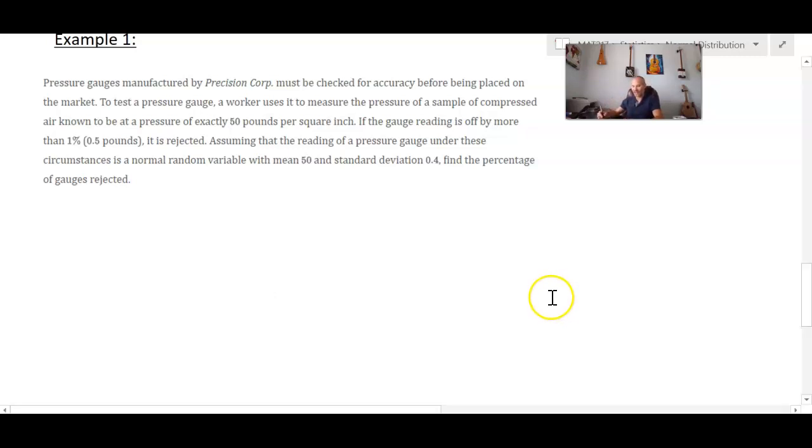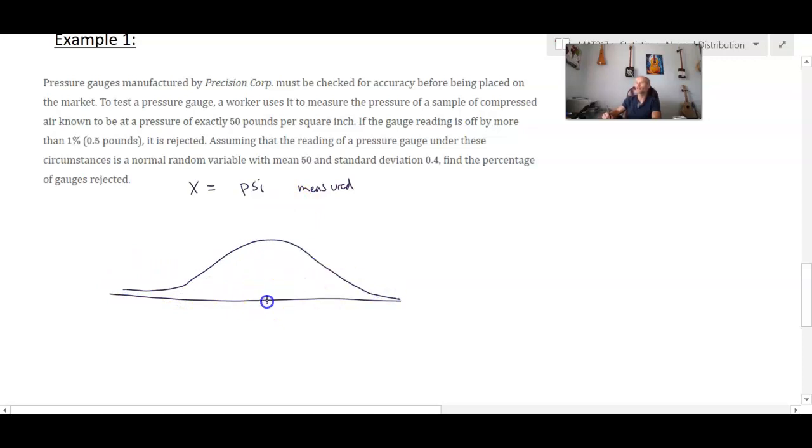Okay, so what we have is a distribution of pressure gauge readings. So x equals the PSI measured. And we know that this distribution, and normally here we don't draw a vertical axis because this normal distribution does go on forever, but at mu equals 50, we have our distribution. We'll just go ahead and sketch something here. There's mu equals 50, and sigma, the amount of spread, is going to equal 0.4.